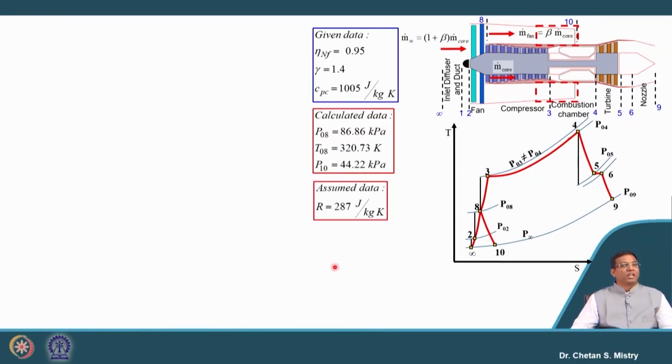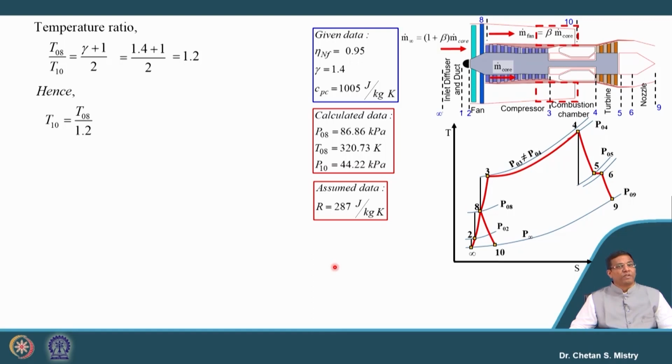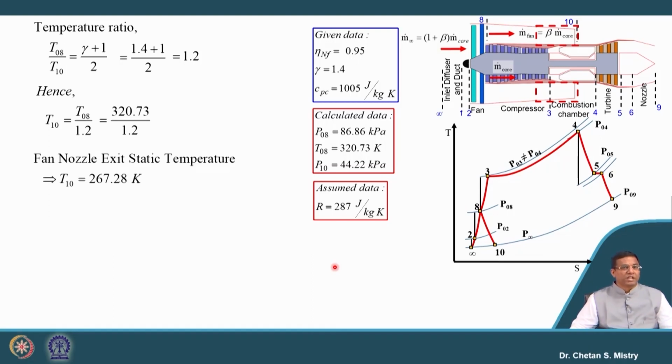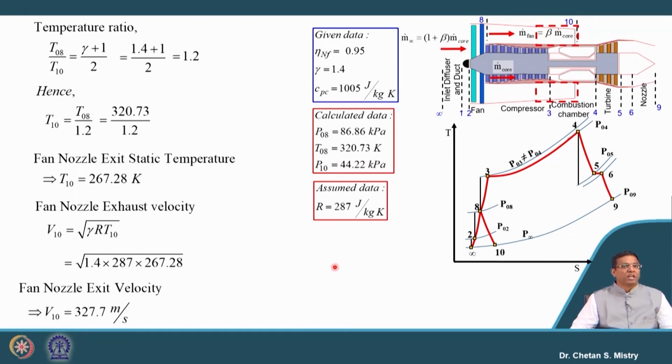In the same way as we have done the calculation for our turbine nozzle, we can do the calculation for the static pressure from the fan nozzle. Let us put these numbers. If we put these numbers, my static temperature from the fan nozzle is 267.28 Kelvin, and putting this in, my fan exhaust velocity comes to be 327.7 meter per second. So these numbers, V9 and V10, are comparable now. We will see what the impact of this is.